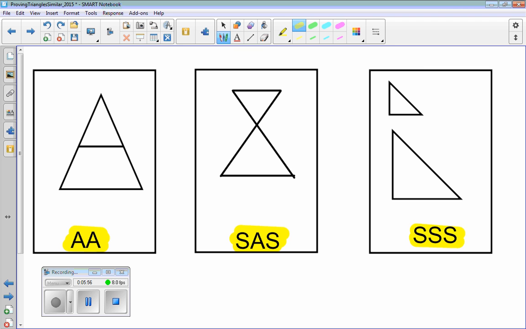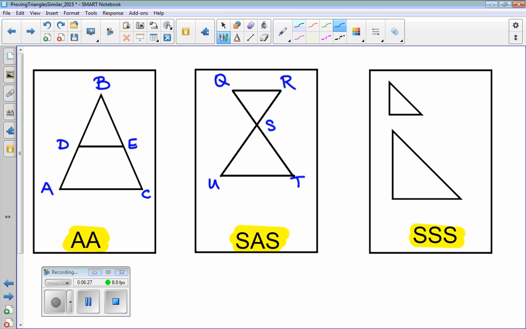So these are the pictures. What I'd like us to do is add some information to these pictures. Okay, I'd like to label these triangles with the following letters. These are the actual ways to prove that triangles are in fact similar. Okay, so we are going to be moving on now to proving that triangles are similar.